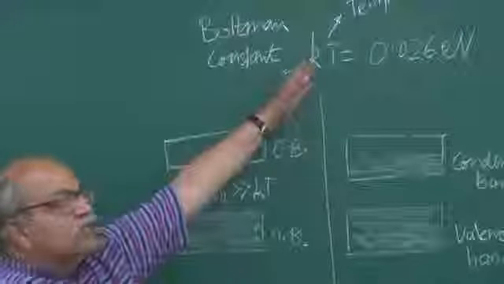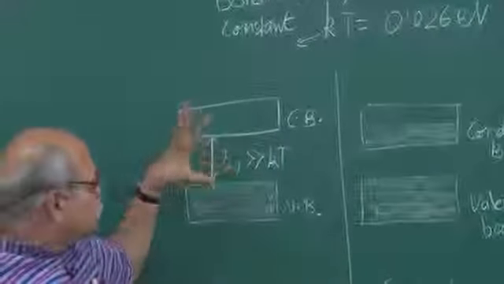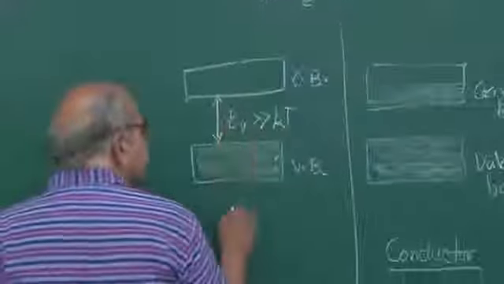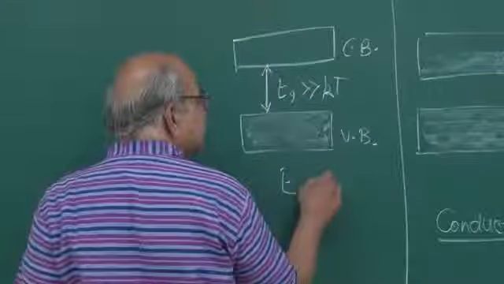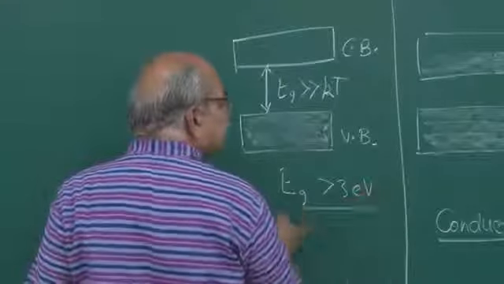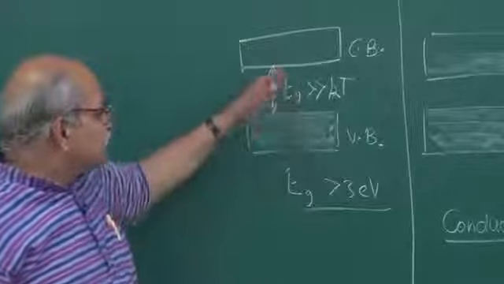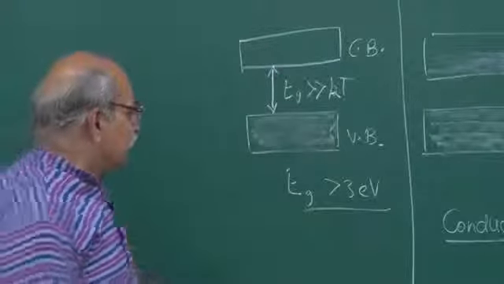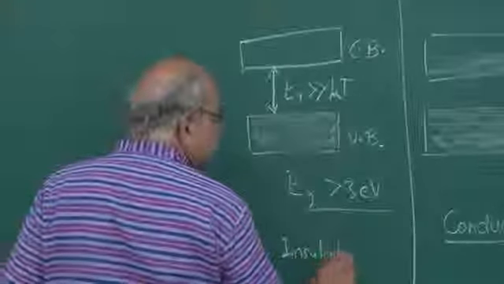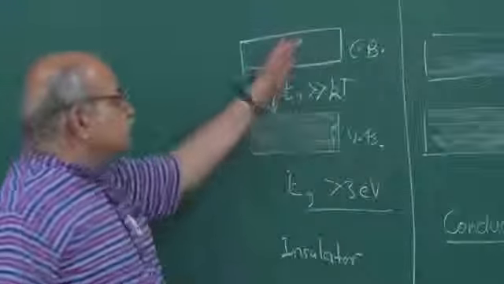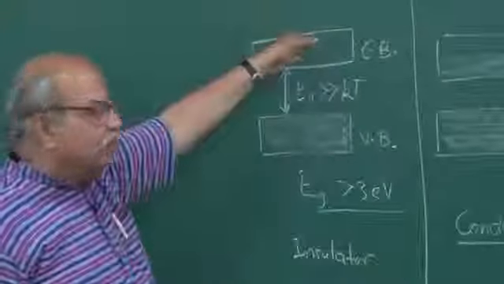So as compared to this, if this gap is very large, say Eg greater than some 3 eV or so, you can take that as large: 3 eV, 4 eV, 5 eV and so on. That is one category, and this will be an insulator. When I say completely filled, completely empty, remember this is for very low temperatures, close to 0 K.